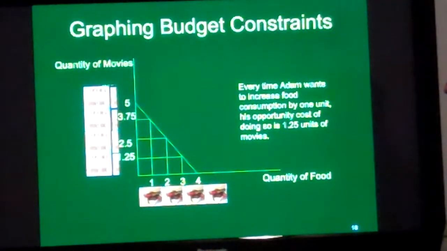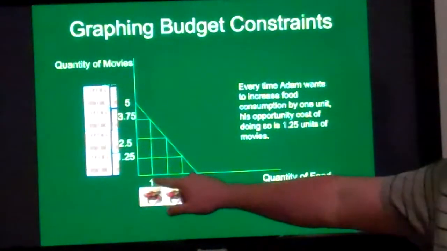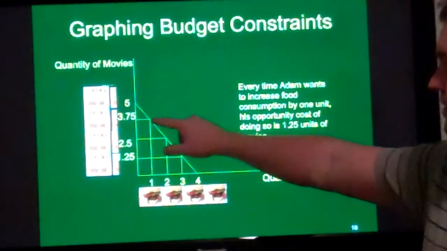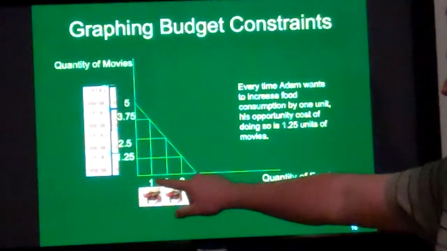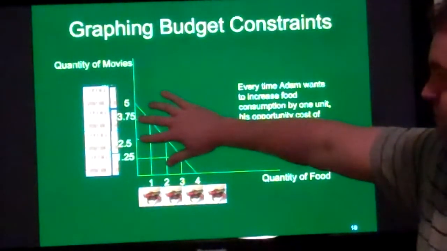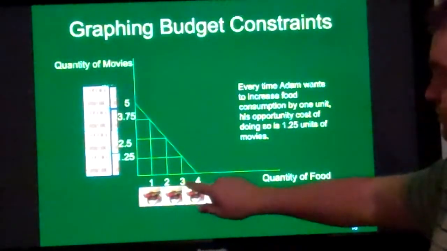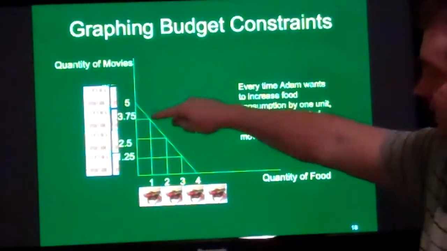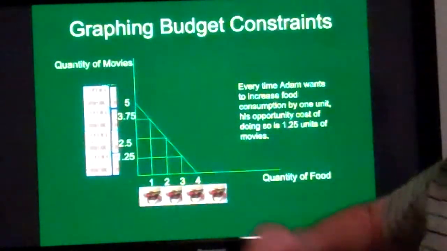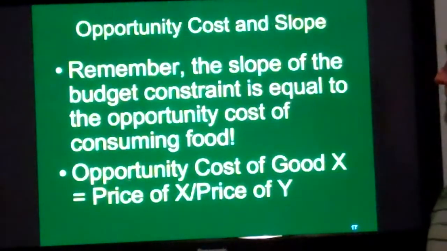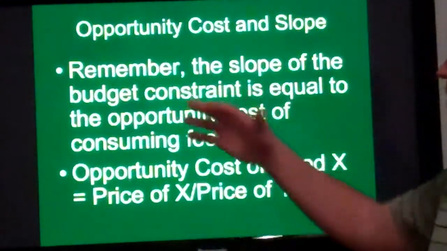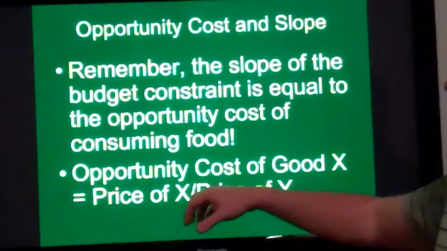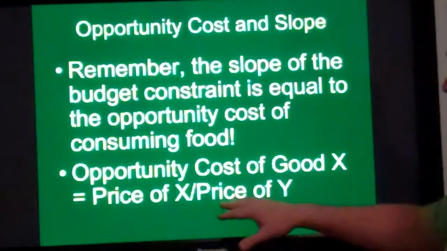Just to show a little further what this is showing, if Adam buys 1 unit of food, he gets 3.75 units of movies. But if he increases his food consumption by 1, he has to give up 1.25 movies. Every time he increases his food consumption by 1, he has to give up the same amount of movies. That's why it's a straight line, and the slope of that line is negative 5/4. Remember, that's the opportunity cost of consuming food. A couple of important things here: the slope of the budget constraint is equal to the opportunity cost of consuming food. We get the opportunity cost of consuming good X by taking the price of X and dividing it by the price of Y.